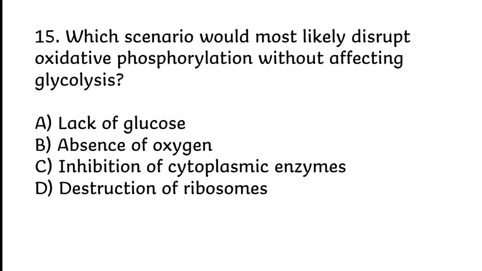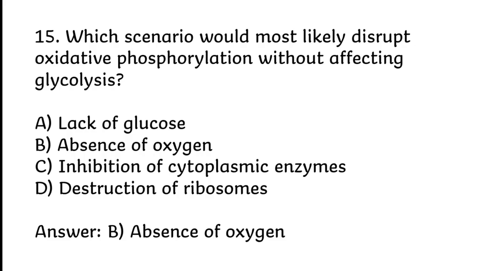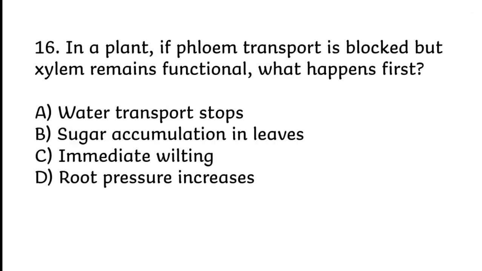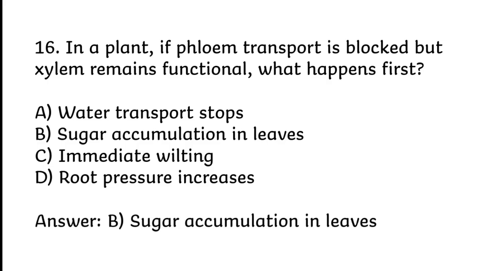Which scenario would most likely disrupt oxidative phosphorylation without affecting glycolysis? Correct answer is absence of oxygen. In a plant, if phloem transport is blocked but xylem remains functional, what happens first? Correct answer is sugar accumulation in leaves.